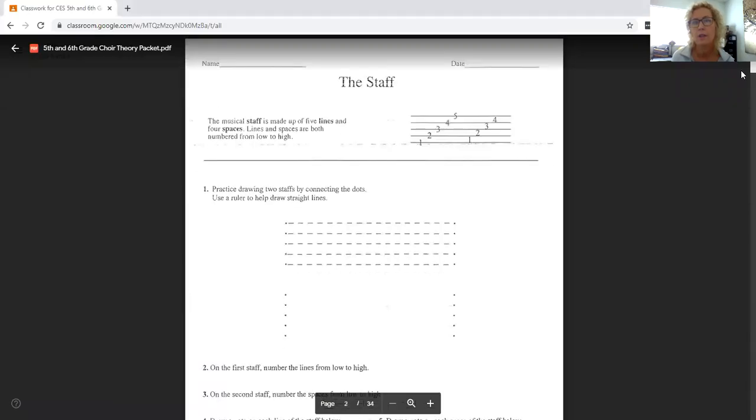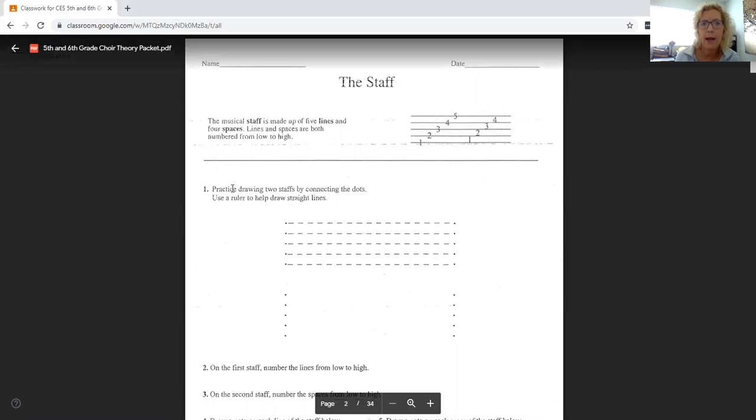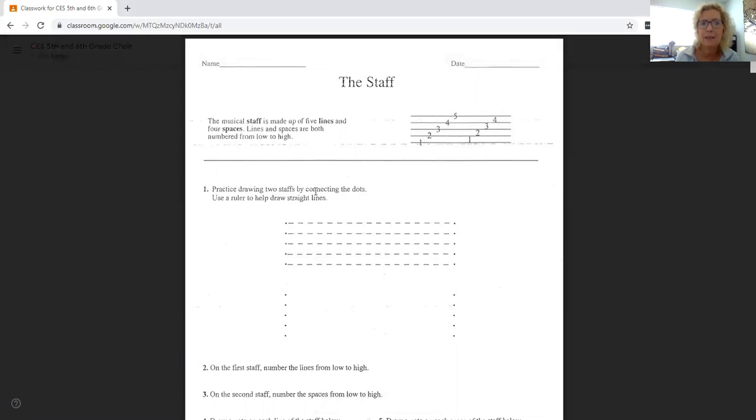All right, let's go back to our screen share, and let's go back to that opening page called the staff. And there are the 5 lines numbered 1, 2, 3, 4, 5, and the 4 spaces. And notice the numbers are in between the lines, and that's the way that you write your notes as well on your staff. Number 1 says to practice drawing 2 staffs by connecting the dots.